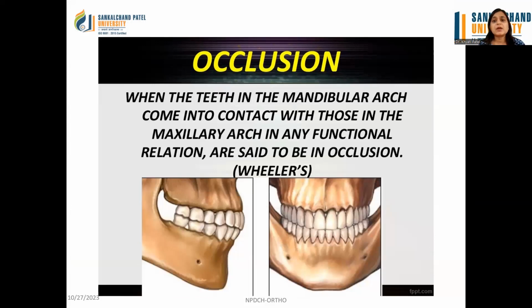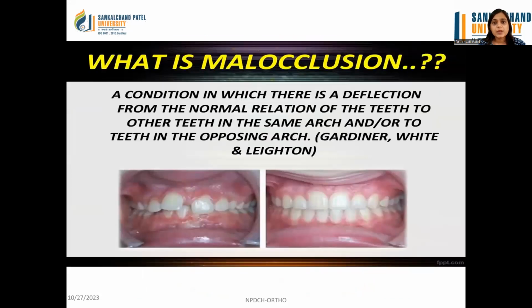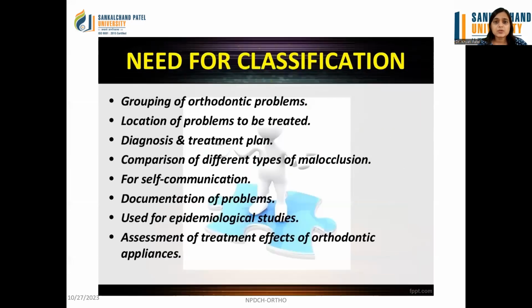So first, what is occlusion? When the teeth in the mandibular arch come in contact with the maxillary arch in any type of functional relation. So it is the main concept of occlusion, whose definition was given by Wheeler. And now what is malocclusion? It is a condition where there is a deviation from the normal occlusion. So whenever the teeth from both the arches don't come in perfect relationship, there is development of malocclusion.